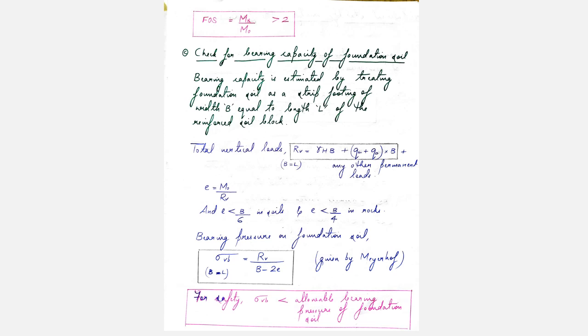If it is not greater than 2, again you will have to increase the length and repeat the calculations. But mostly, once you have fixed the length after confirming the stability against sliding, that length itself can be used for continuing the stability against overturning and bearing capacity failure. So we have completed the overturning stability analysis.